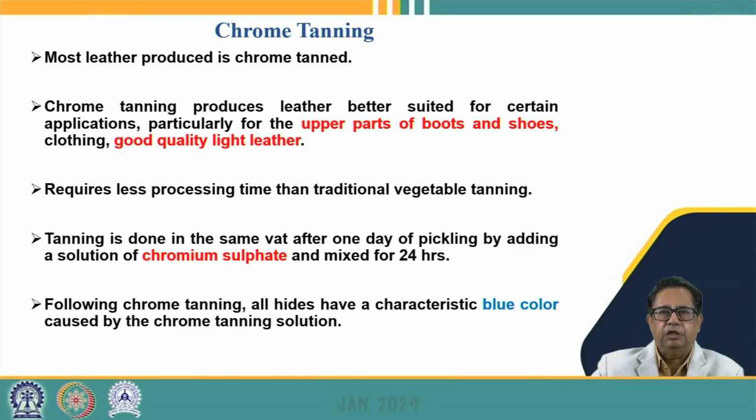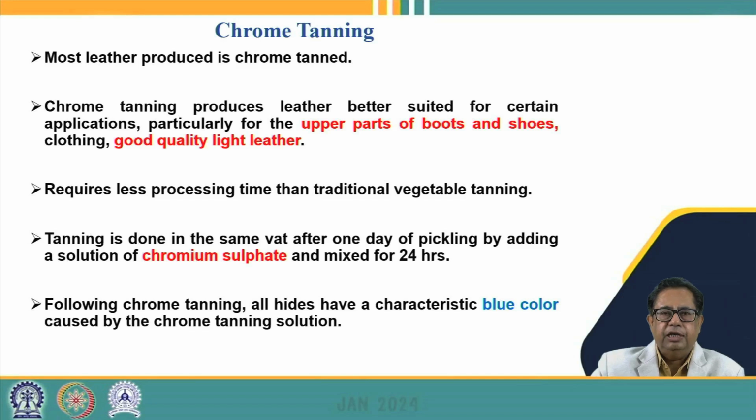The leather produced from chrome tanning may be used for the upper parts of boots and shoes, for clothing, for apparel, and for preparing very good quality light leathers. For example, when we go for vegetable tanning, generally the leather produced is thick, whereas in this case very light and soft leather is produced by the chrome tanning process. Chrome tanning also requires much less processing time in comparison to the traditional vegetable tanning, where we may require longer contact hours for the tanning process to be completed.